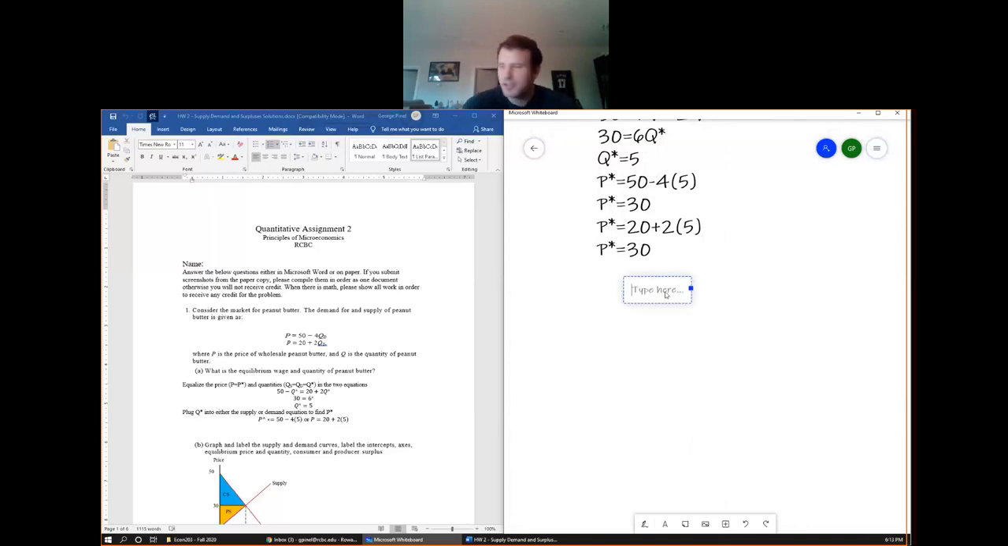There we go. So P star, your equilibrium price, is equal to 30. Q star, your equilibrium quantity, is equal to 5. And that is your equilibrium. So that is the answer to 1A. P star equals 30, Q star equals 5.